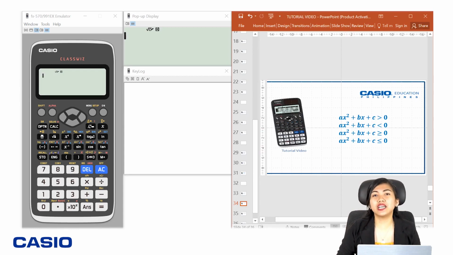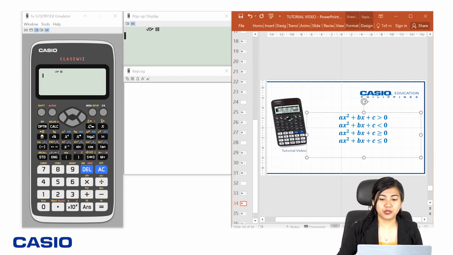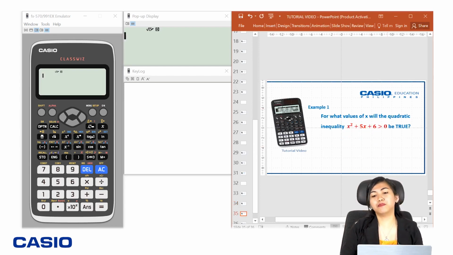Here, a, b, and c are any numbers such that a should not be equal to 0, so that the degree will not be equal to 1. So let's try to answer an example. For what values of x will the quadratic inequality x squared plus 5x plus 6 greater than 0 be true? When we say solving quadratic inequalities, we are trying to solve for values of x that would satisfy the condition that it is greater than 0. X squared plus 5x plus 6 in this example must have a value bigger than 0.